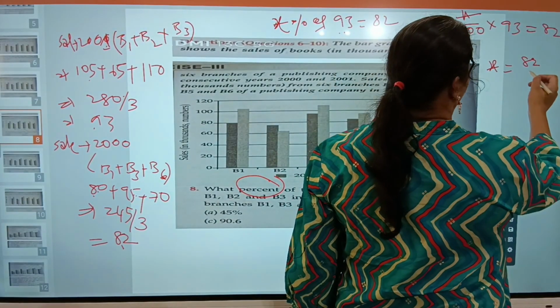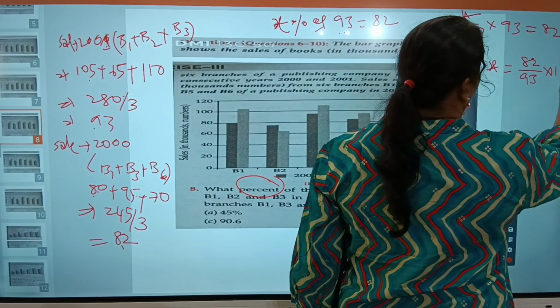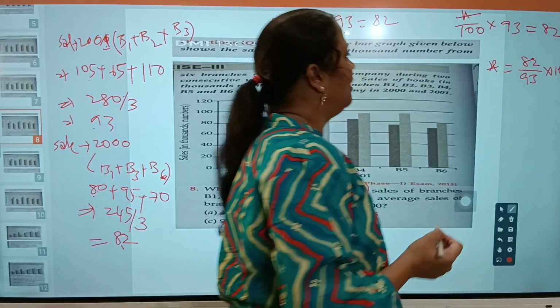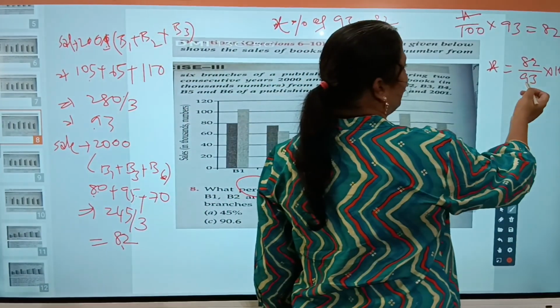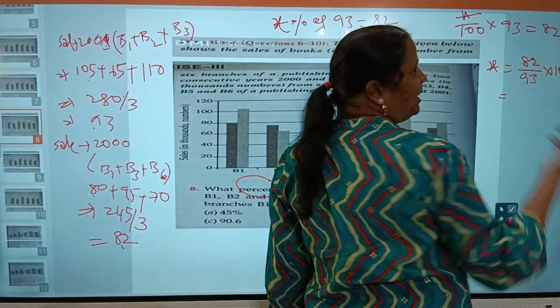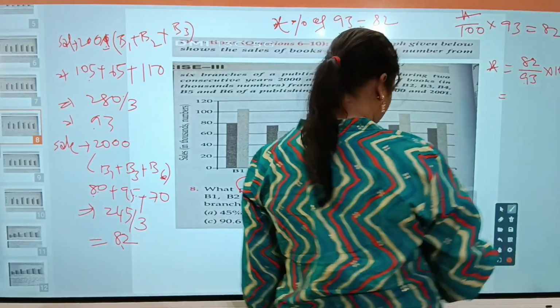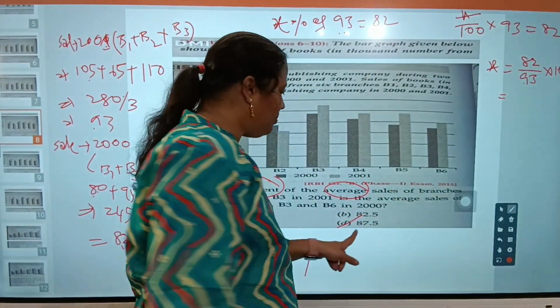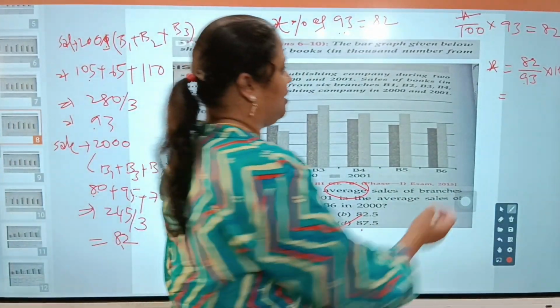X is equal to 82 by 93 into 100. Okay, so approximately it comes to 90, 80 means almost 90%. You can understand, so 87.5 will be the probable answer. Okay, it will come to 87.5.